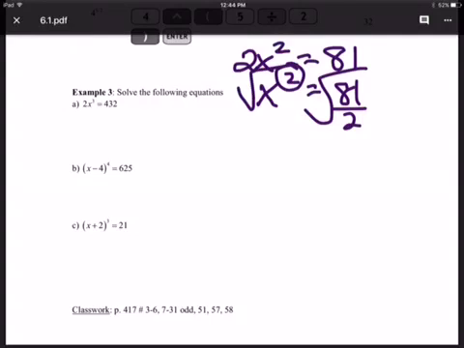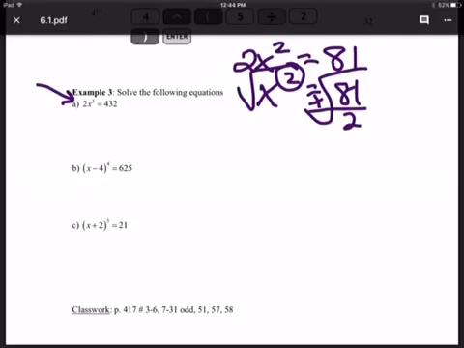for all of these. The thing I have to remember, though, is that now that I'm solving for x, do I need a plus or minus in front? With a square root, yes, I did. With a cube root, I do not, because if I plug in a positive, I get out a positive. If I plug in a negative, I get out a negative.